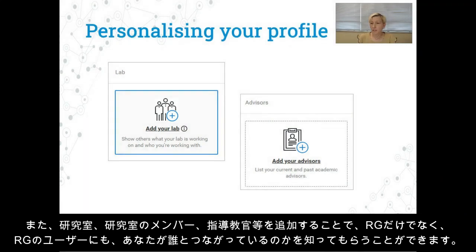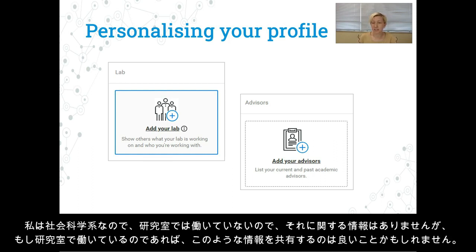Now, another thing you can do is to add your lab and your lab members and your advisors. Again, this will help ResearchGate, but also ResearchGate users to know who you are connected to. I'm in the social sciences, so I don't work within a lab, so I don't have this information, but if you work in a lab, I think this might be good information to share.